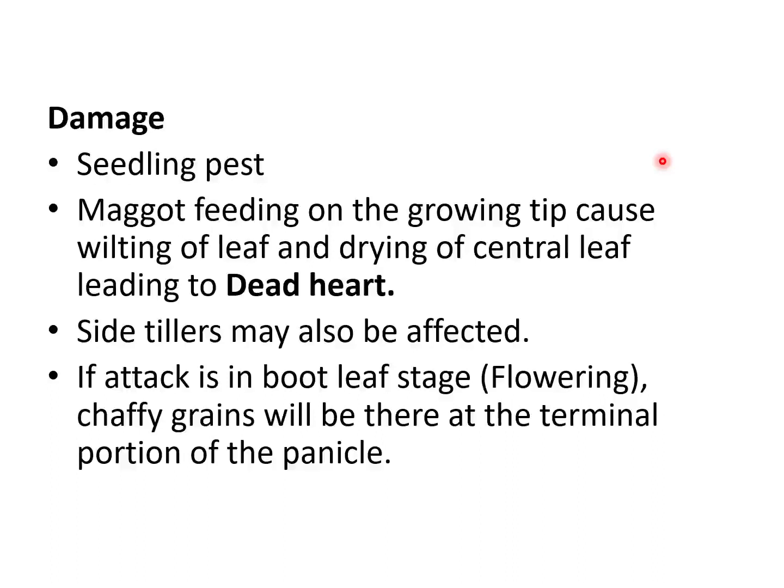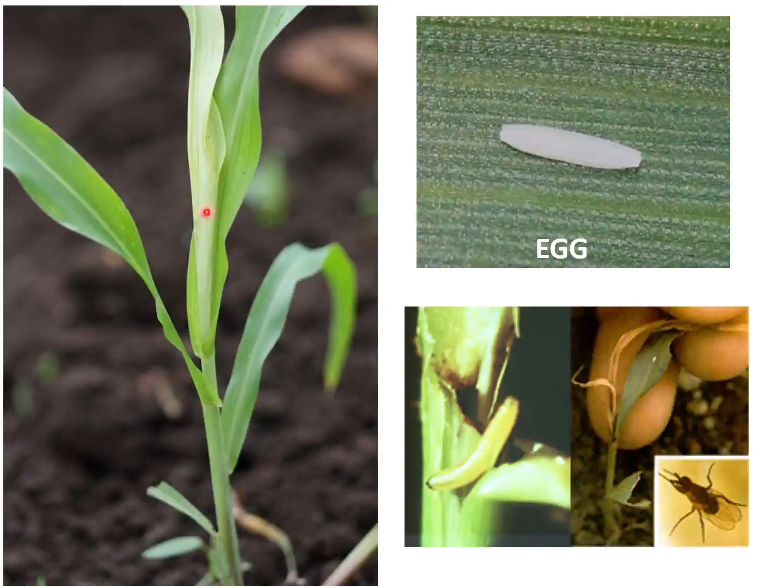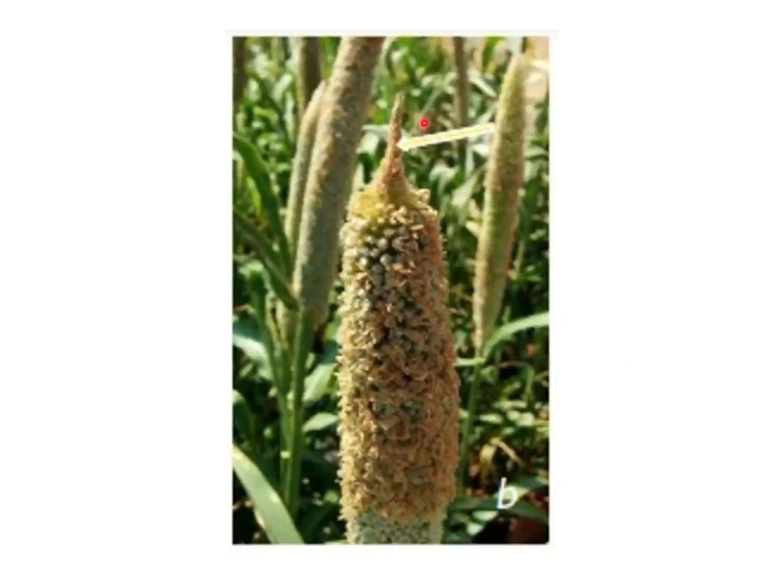If the damage is in the flowering stage, we can see the grains at the terminal portion of the panicle as chaffy. I will show a picture of it. So it's a pest whose eggs are cylindrical and white in color, laid on the undersurface of the leaves. Maggots move into the stem and feed on the growing terminal parts. The terminal growing point decays, maggots feed on it, and because the terminal portion is damaged, it leads to the formation of dead heart. It's a pest which attacks seedlings and also attacks the side tillers. So you can see the dead heart over here, a dried up central shoot. See the panicle: at the terminal portion of the panicle, the entire grains have turned chaffy.